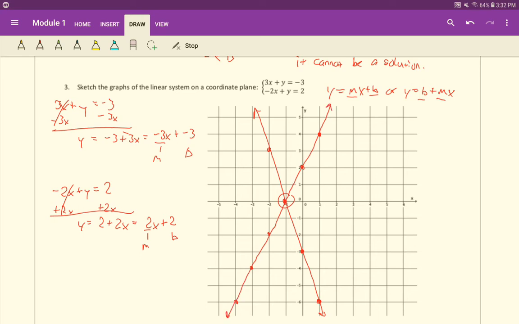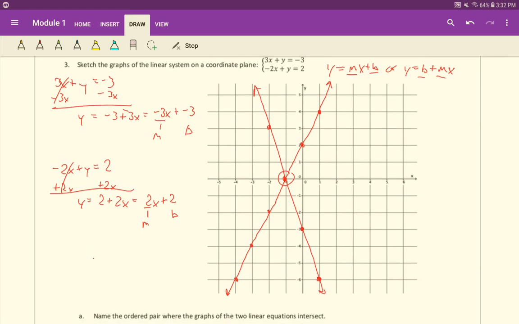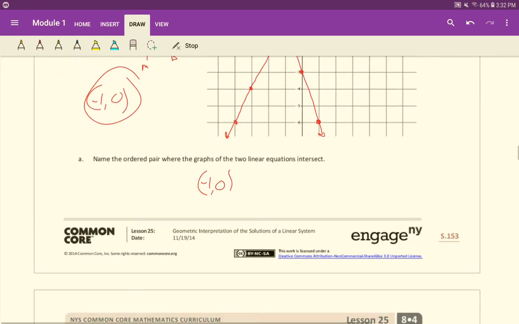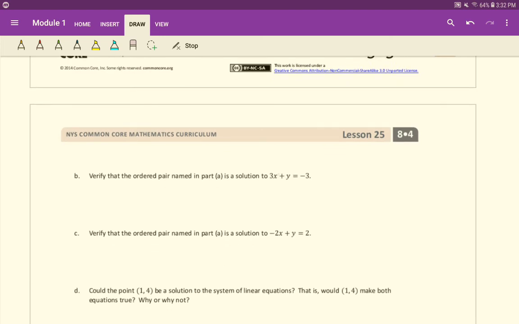And so what's our solution? Well, where do the lines intersect? What coordinates? -1, 0. Okay, and so we can verify then that it does work. So -1, 0 is our solution, so we'll plug it into this equation here.